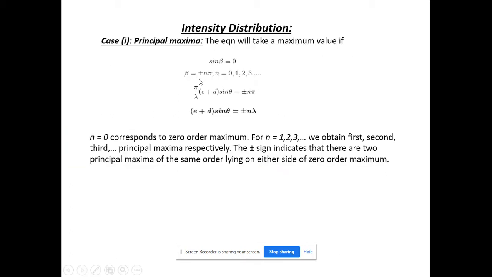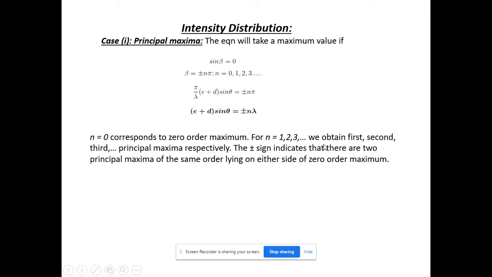So beta equal to plus or minus n pi gives the values of beta where these principal maxima will form. And this is not one, this is a variety of maxima, because n is an integer. So we will have many maxima. All these maxima are referred to as principal maxima, and n equal to 0 corresponds to the 0th order principal maxima. Similarly, for n equal to 1, 2, and 3, etc., we have the first order principal maxima, second order principal maxima, third order, and so on.